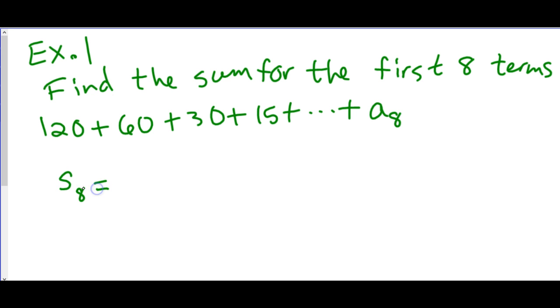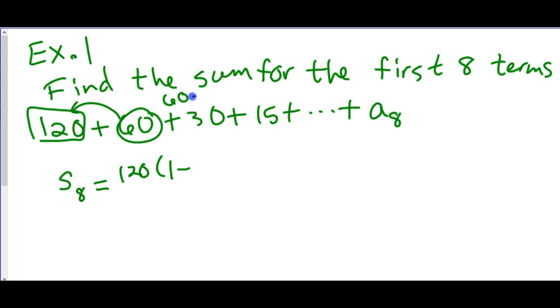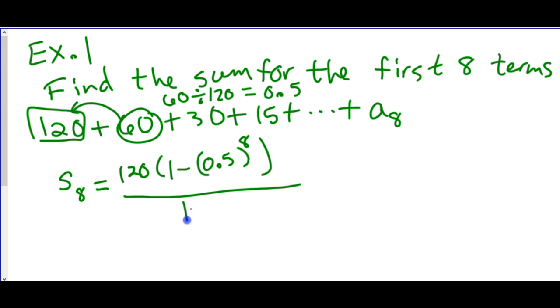The sum of all 8 terms is the first term, it's our 120, times 1 minus r. We still have to find that common ratio. If I do the second term divided by the first term, we get 0.5 to the 8th, because we're working with those first 8 terms, all over 1 minus 0.5.